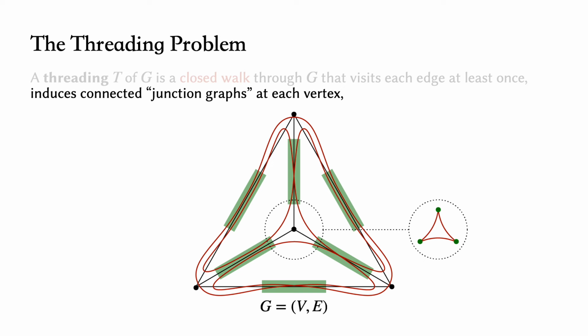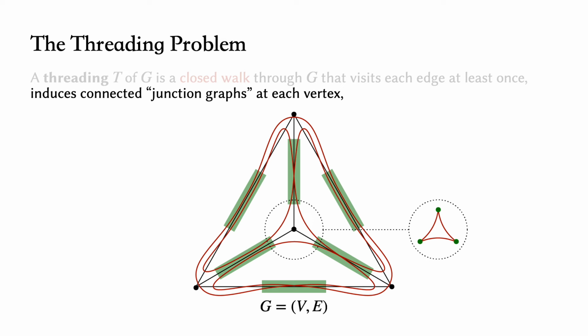This walk also must induce a connected junction graph at every vertex V. The junction graph of V has a vertex for each tube incident to V and has an edge between two vertices every time the walk visits V immediately in between traversing those tubes.